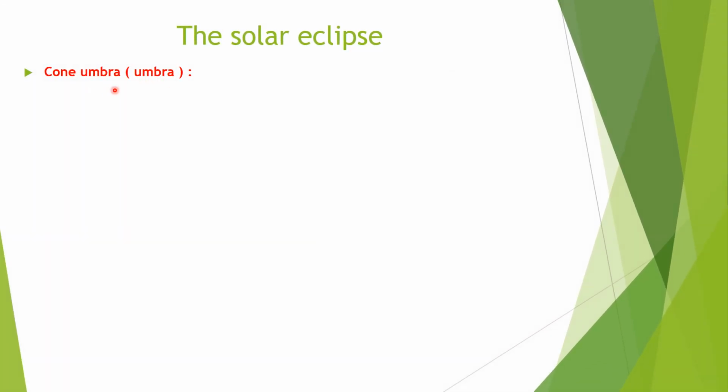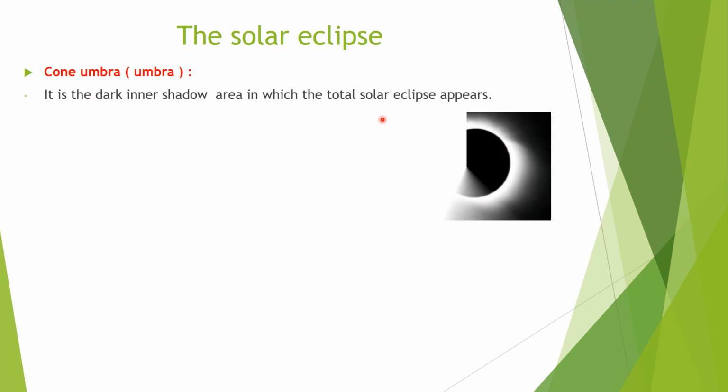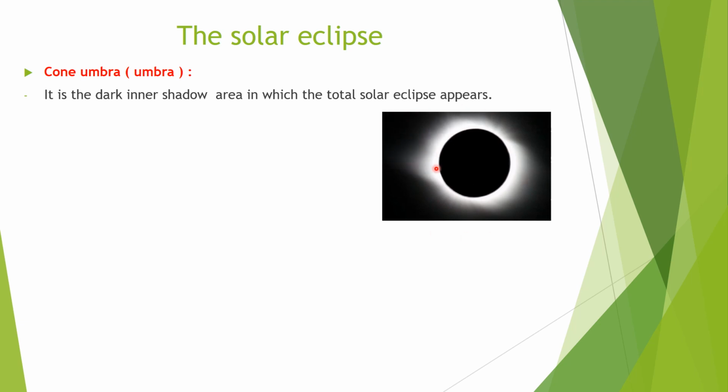So the cone umbra, which is the real shadow, is the dark inner shadow area in which the total solar eclipse appears. Look at this picture. This picture represents a total solar eclipse. The total solar eclipse appears due to the formation of the cone umbra. It is a dark inner shadow. So the moon blocks the sunlight totally from the area of the earth that lies in the umbra of the moon, forming a total solar eclipse.